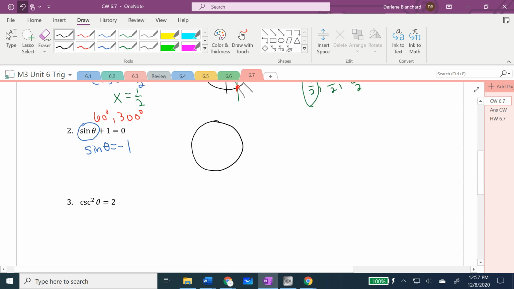When I'm working with sine, does sine represent the x-coordinate or the y-coordinate? Good, the y-coordinate. So what you can do is draw y equals -1. That's a horizontal line, and a horizontal line at -1 is at the very bottom of the unit circle. It's the lowest that circle will go. Now that means I only have one angle, and that angle is 270 degrees.